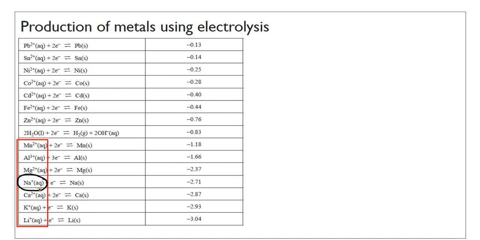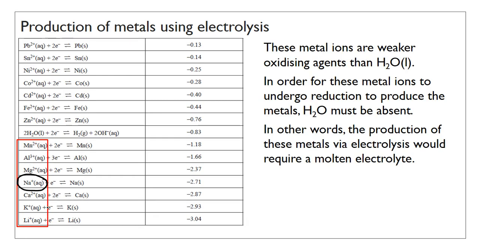So if you want to be able to reduce these metal ions to the metal form, you need to use the molten version of the ionic compound to make sure that water is absent. Anything that's below water on the electrochemical series, all the ions below water, could only be reduced if water is not there. So if you want to produce manganese, aluminium, magnesium, sodium, calcium, potassium, and lithium, you need to use the molten version. So you need to melt the ionic compounds.